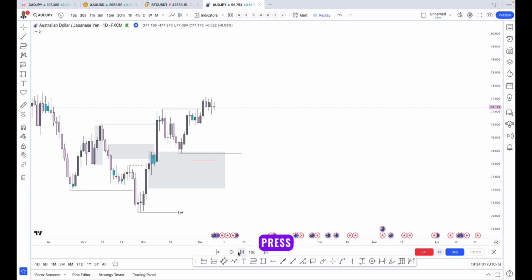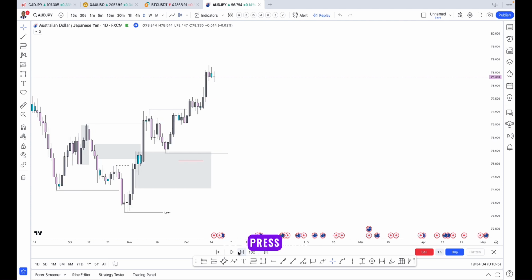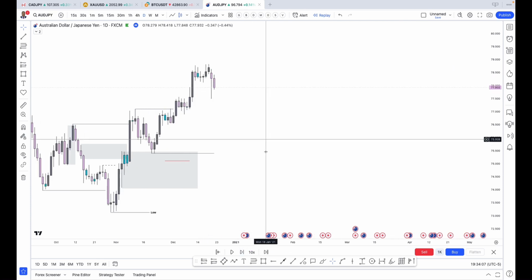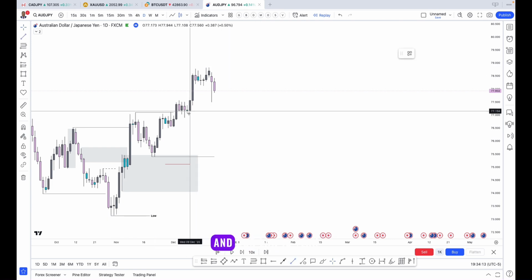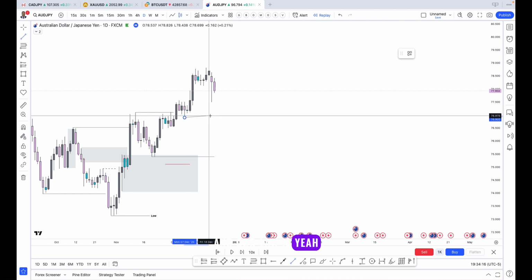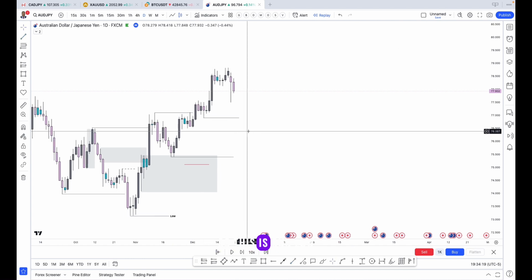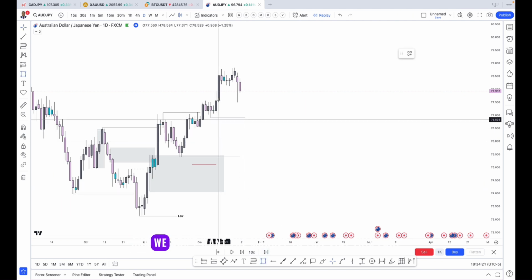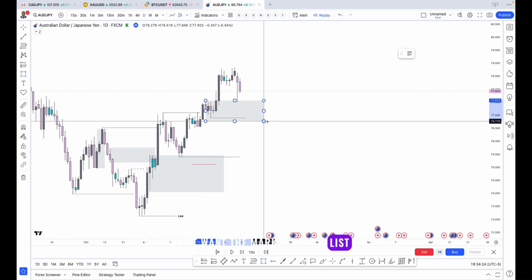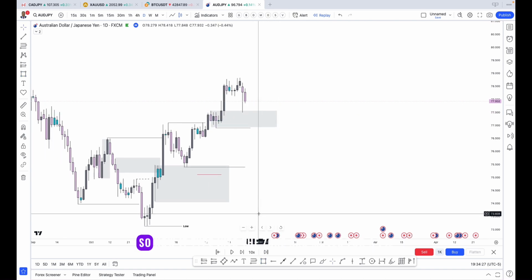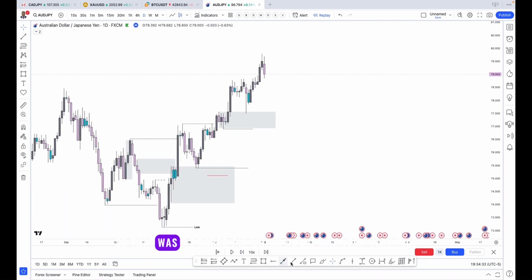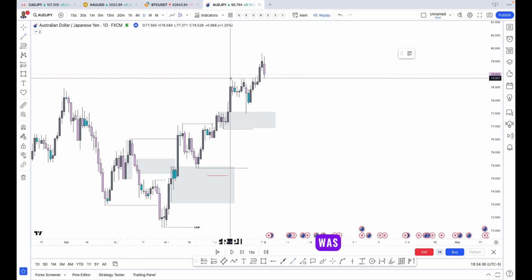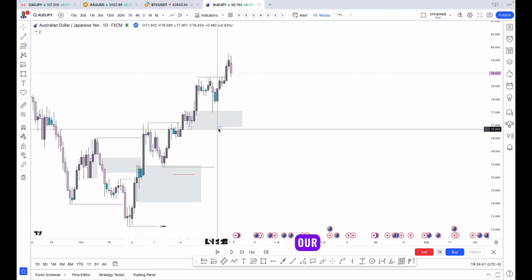And let's press more, let's press more. So here we have this. That was a very proper break of structure, and our low is here. So this is our low, and we don't want the market to violate this zone. Now it tagged into that zone and moved for a buy. So that was a proper buy, of which the buy was very, very nice. So where do we see our low? Our low is still here.